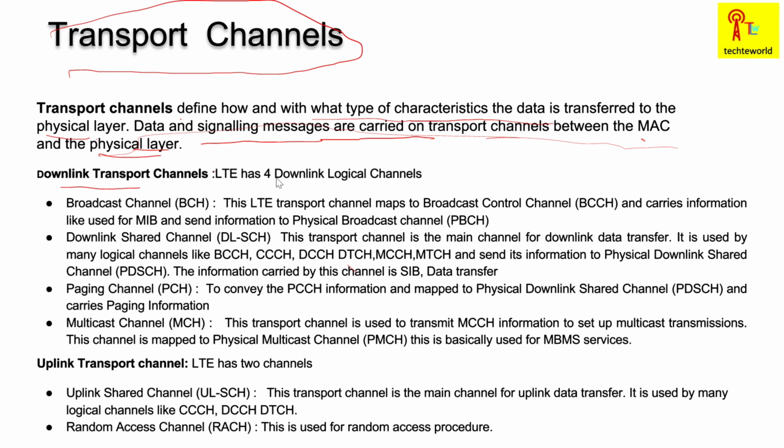There are basically 4 downlink transport channels, out of which the first is the broadcast channel, that is the BCH. What is the role of this BCH? As the name implies, it broadcasts the MIBs.